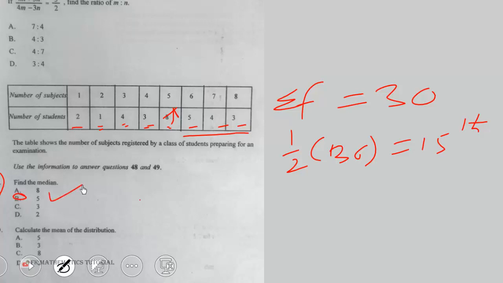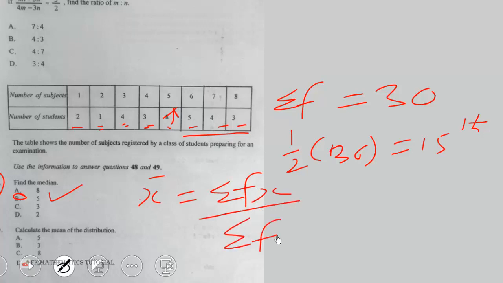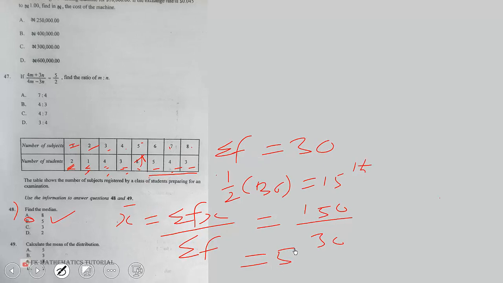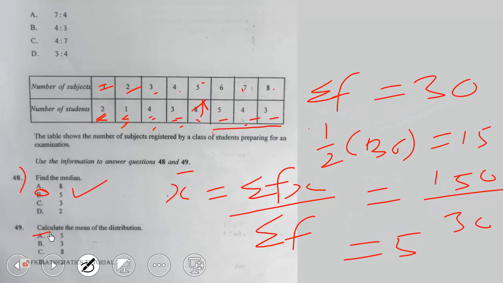Now if you calculate the mean, the mean is given by summation fx over summation f. So we multiply this by this by this, and when we add all of them, we will get the summation fx to be 150, all over summation f, which is 30, and that is equal to 5. So the answer is A.